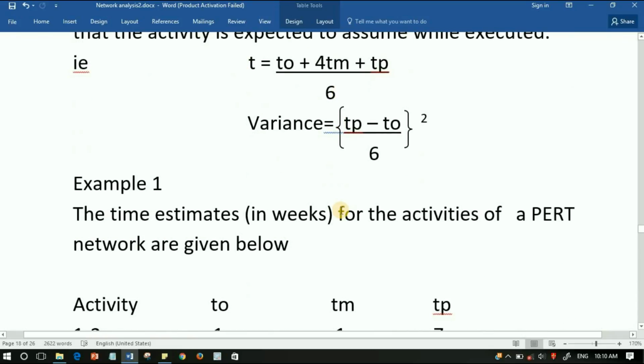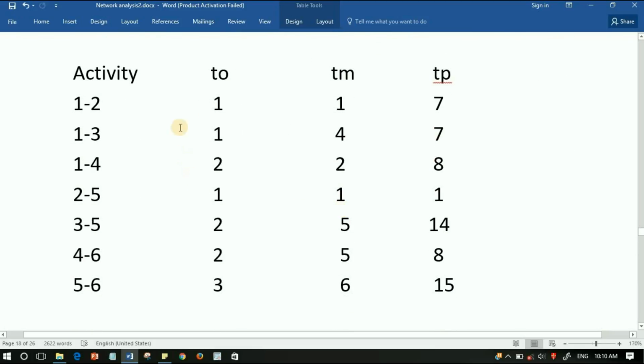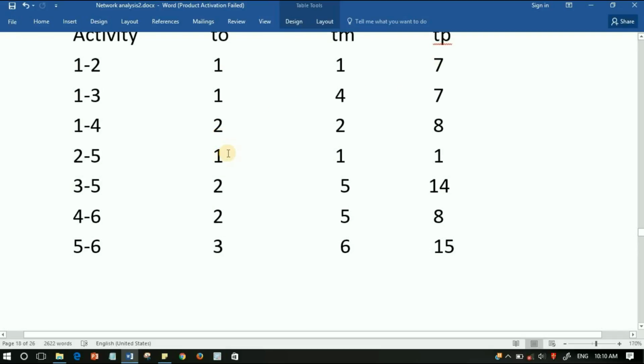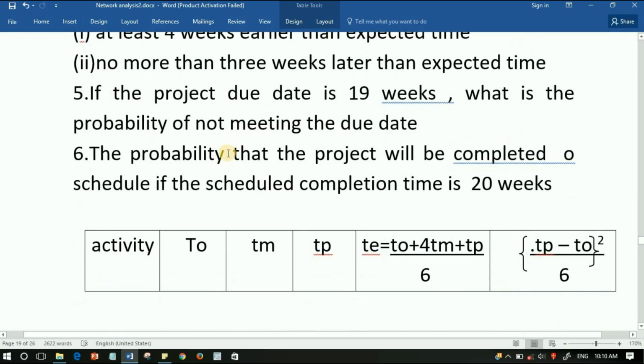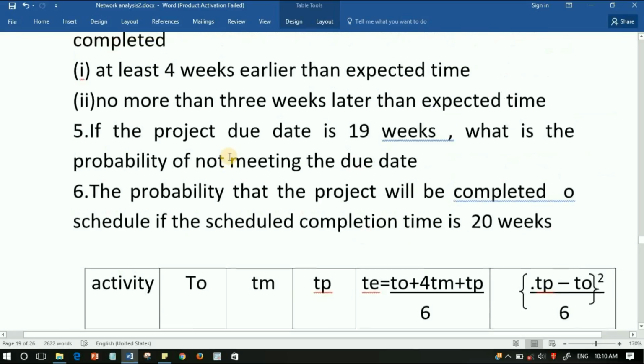For example, the time estimates in weeks for the activities of the diagram are given below. Activity, T0, TM and TP are given: optimistic, most likely and pessimistic. Here, the time duration is not given. We are going to estimate the time duration, that is, TE is equal to T0 plus 4TM plus TP, all divided by 6.